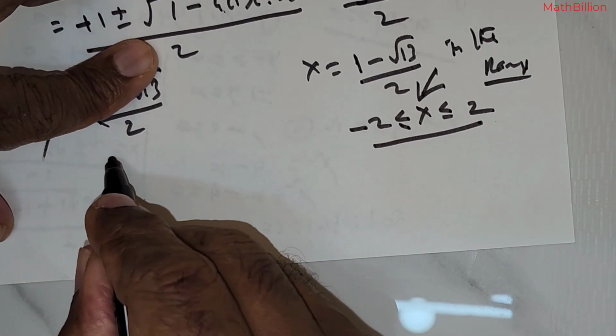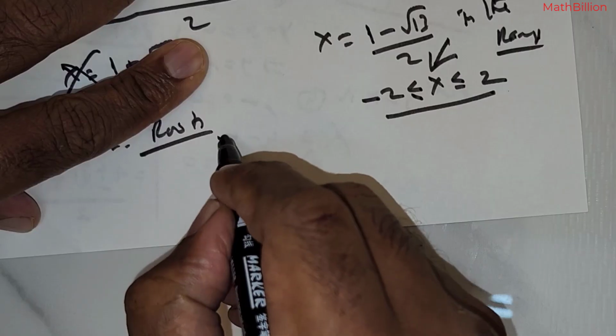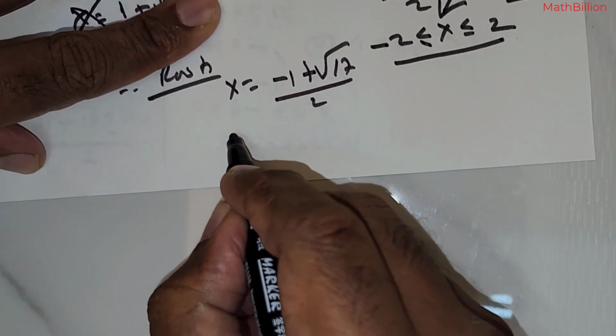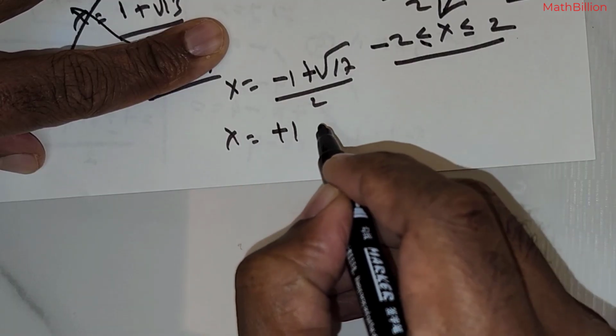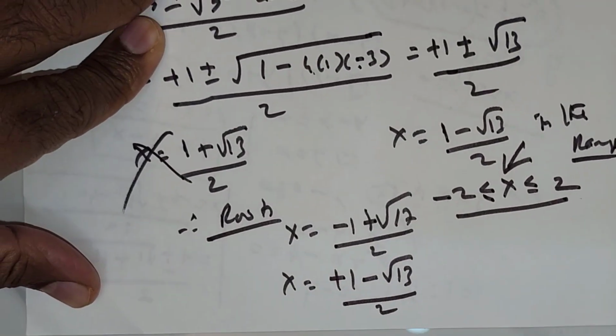You add 1, so definitely it will go beyond this, so you have to drop this. Okay, so therefore the roots or the values are x is equal to negative 1 plus root of 17 divided by 2 and x is equal to 1 minus root of 13 divided by 2. So that is the solution for this question.